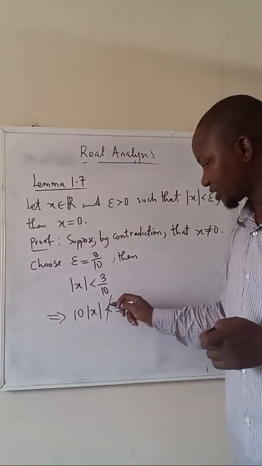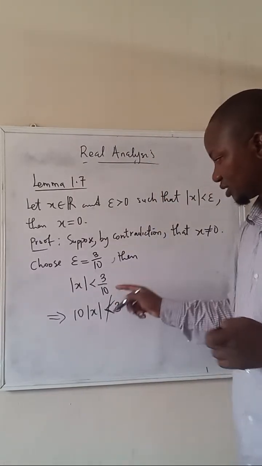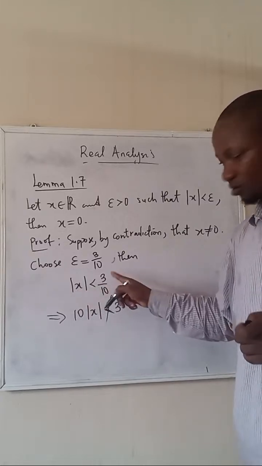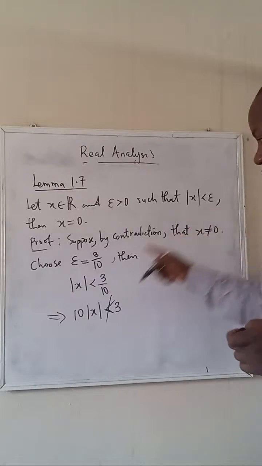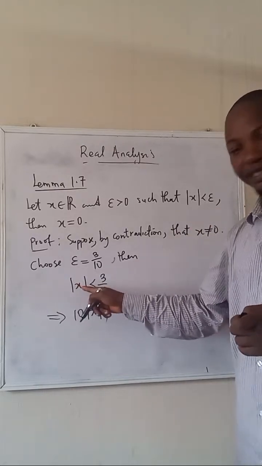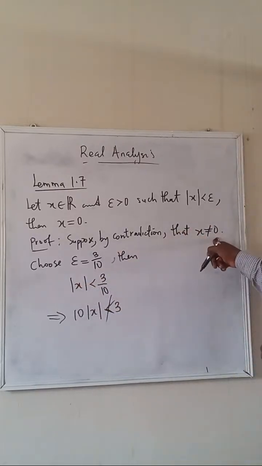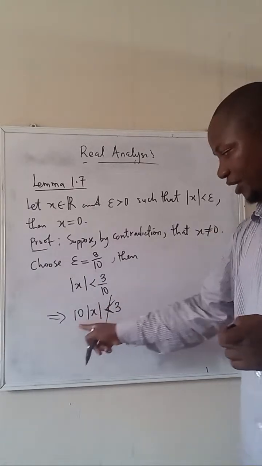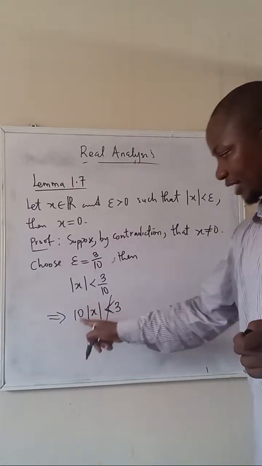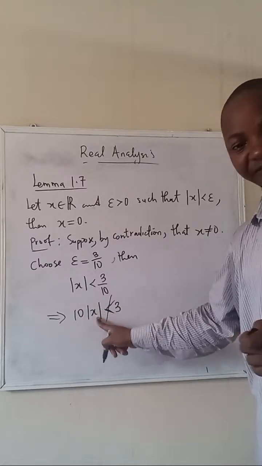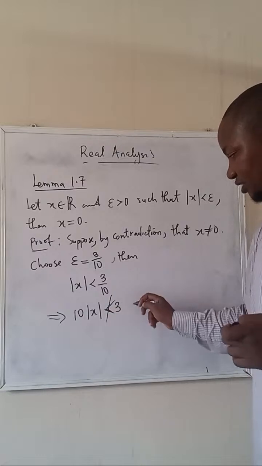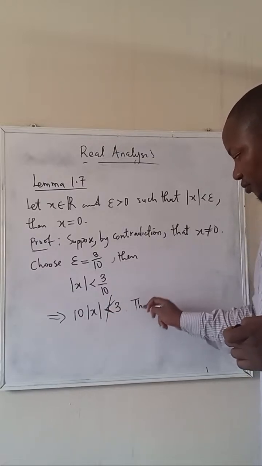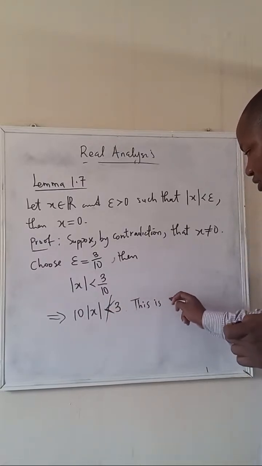Somebody said I should repeat again. I think you get it from here. We are making S1 to be 3/10. Then we say this according to what we have here. If we cross multiply, since we say x is not 0, by our contradiction, this is what we have here. If we cross multiply, 10 times a positive number can never be less than 3. So this is false.